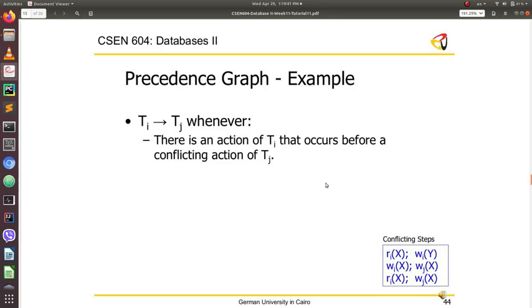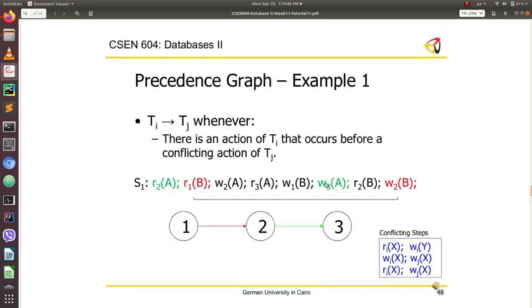Okay, let's see an example to fully understand these steps. Here's an example.